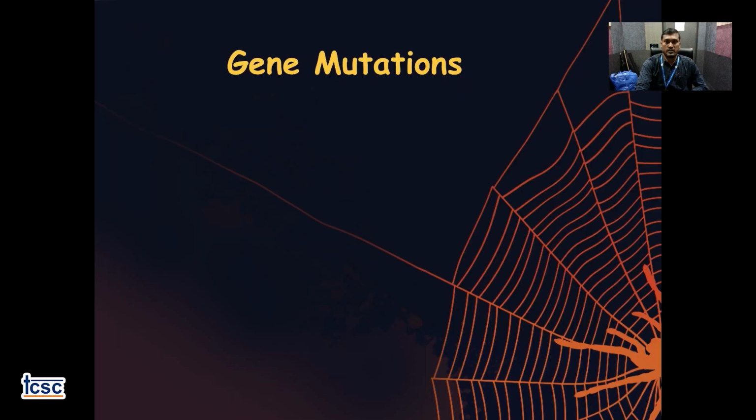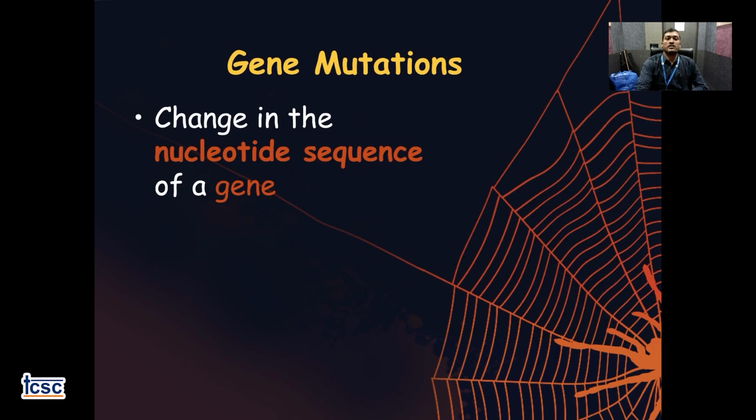Now gene mutation: a change in the nucleotide sequence of a gene. So first of all, tell me what is meant by gene. Most students say that a gene means a piece of DNA, a piece of chromosome. And actually that definition is wrong. Why? Because not all parts of chromosomes are called genes, not at all, but only the functional part of DNA, the functional part of chromosomes, is called a gene.